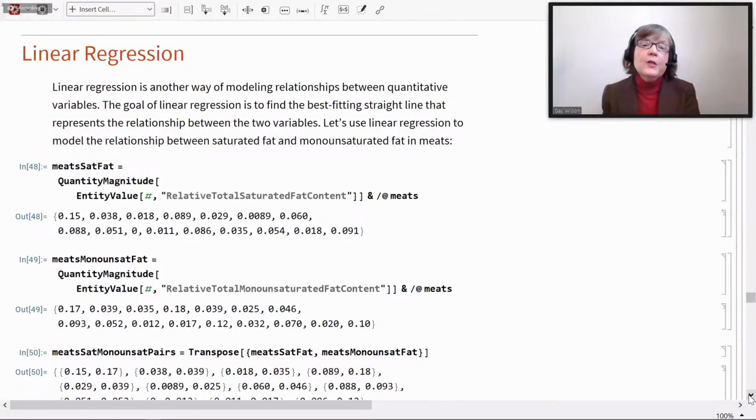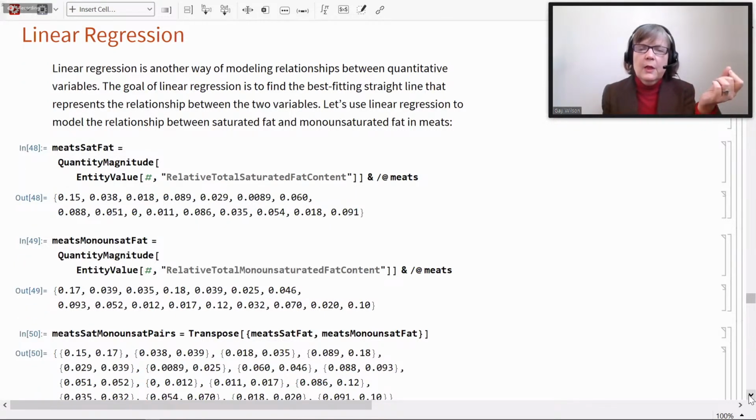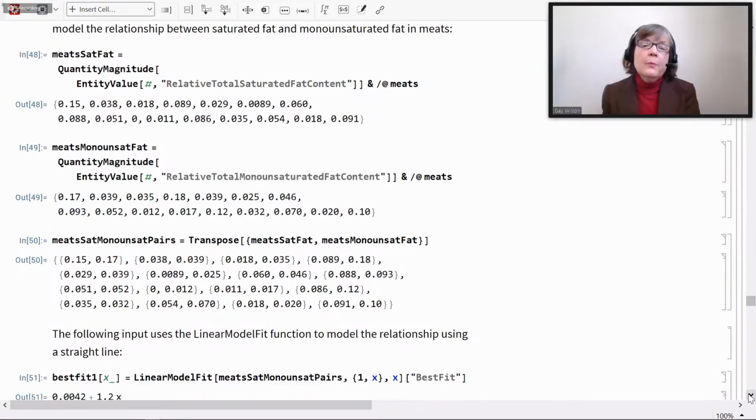Next, let's get to linear regression. And this is great, especially if you're not only in nutrition, but also if you're going to be modeling, say in sales or making projections, then you're probably familiar with linear regression as a way to model those relationships. We're going to find the best fitting straight line to represent the relationship between two variables. Our example today, since we're with food and nutrition, is we're going to look at the total saturated fat and the monounsaturated fat content of meats. So let's do that.